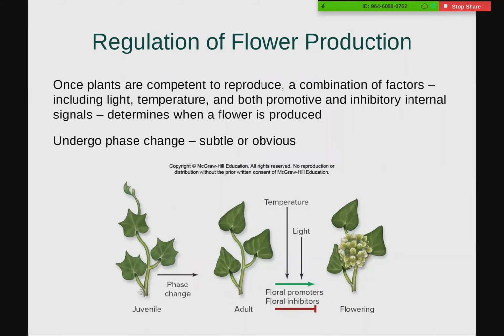But let's talk about how flower production is regulated. So once plants are competent enough to reproduce, i.e., they're old enough, several factors, including light and temperature, working together, promote and inhibit internal signals, which in turn determines whether a flower is produced or not. Now, this undergoes what we call a phase change, and sometimes it's really subtle, sometimes it's very obvious. So, for instance, when a plant is getting ready to flower, it'll go from a juvenile, where it looks like this, to an adult, which looks like this, and then a combination of factors, temperature and light, produce either floral promoters, i.e., starting flowering, or floral inhibitors, which prevent flowering from occurring.